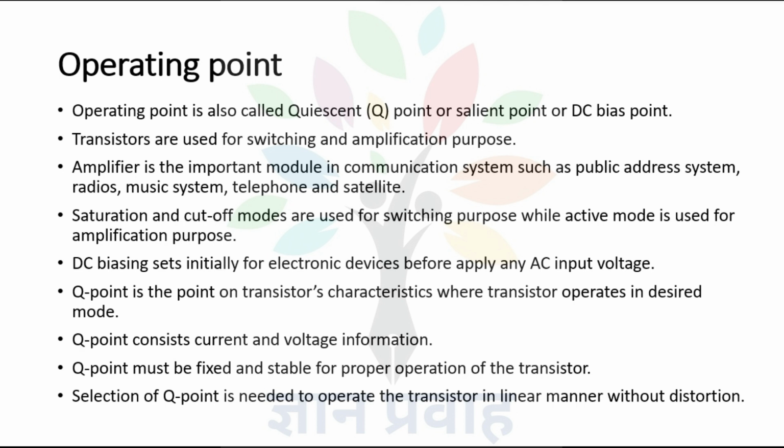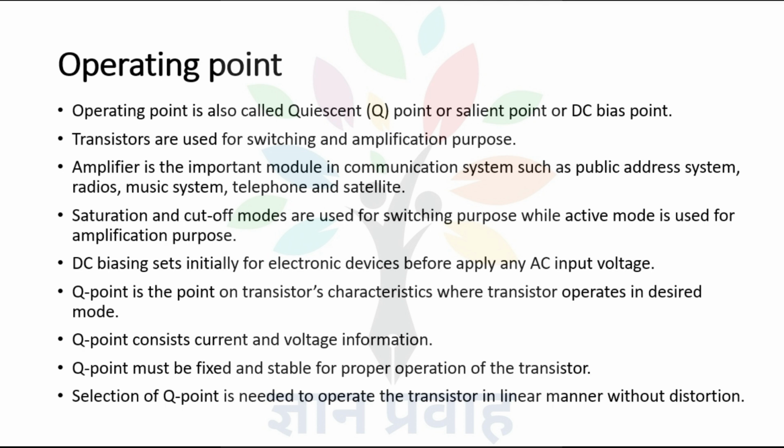As we have discussed, BJT is widely used for switching as well as amplification purposes. If we want this BJT to operate in the saturation or cutoff region for switching purposes, then we must fix the Q point in the saturation and cutoff region. Otherwise, it will not operate in the saturation and cutoff region and will provide a distorted output.